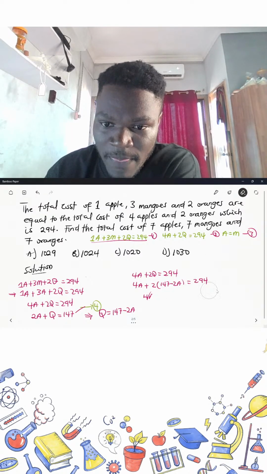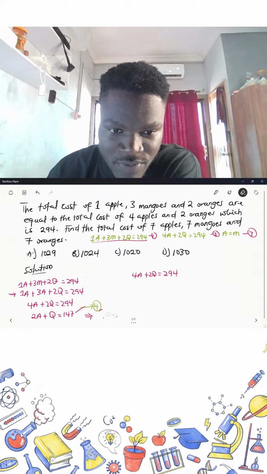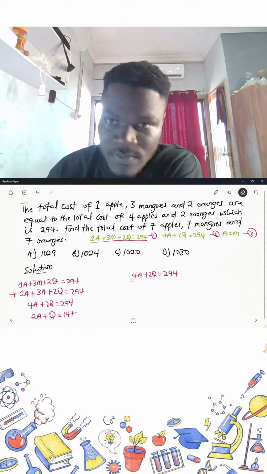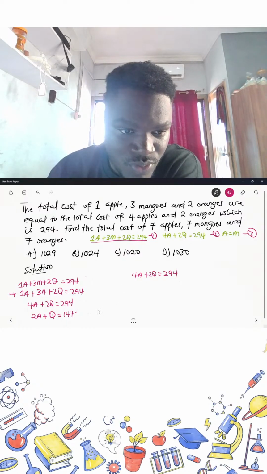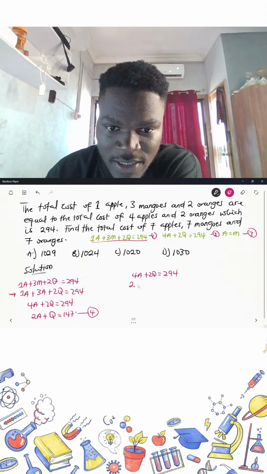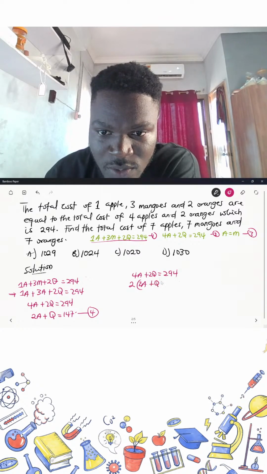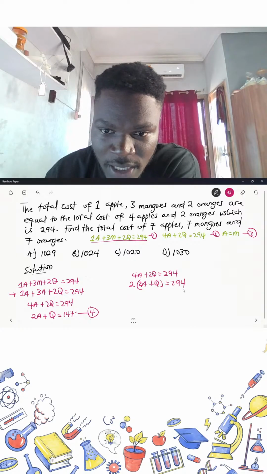Which means this is not really the right approach, so I don't have to factor this out. That is not the right approach. So even though this is equation 4 here, I think I need to factor out the 2 over here. I have 2a plus q is equal to 294.